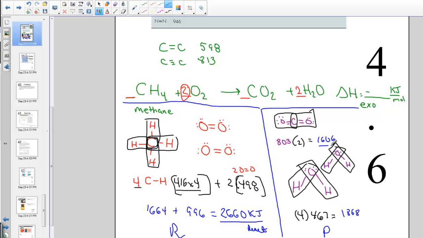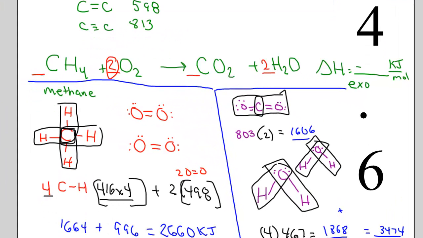So 1606 plus 1868, and we'll find a total. So on my calculator of 1868, so I'll go plus 1606, and I'm finding 3474. Alrighty, so now what do we do with this information?